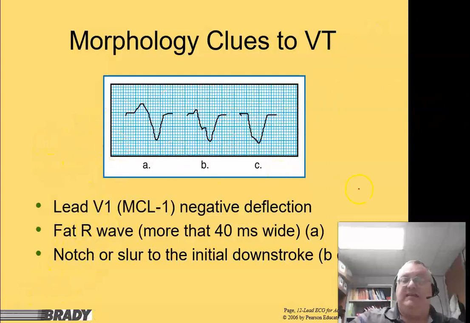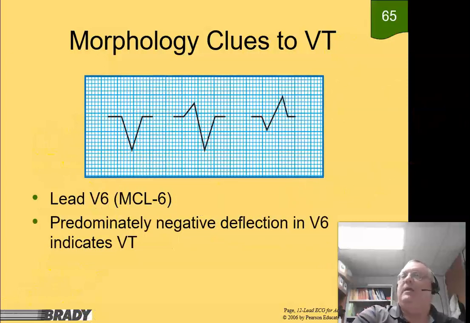Usually your SVTs actually stay pretty consistent. The other thing you can look at is the V6 lead. And again, if it's predominantly negative deflection, it usually indicates a VTAC situation. So this is the other clue that you're going to use as far as morphology.